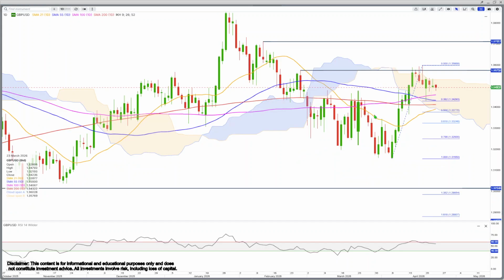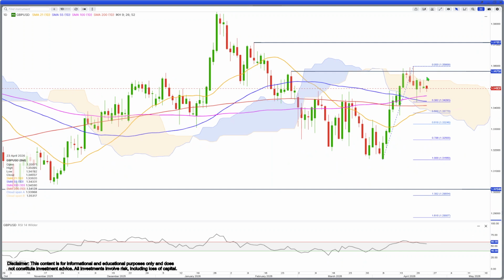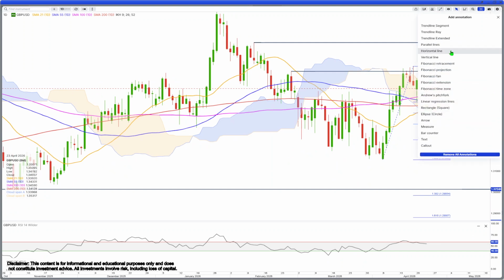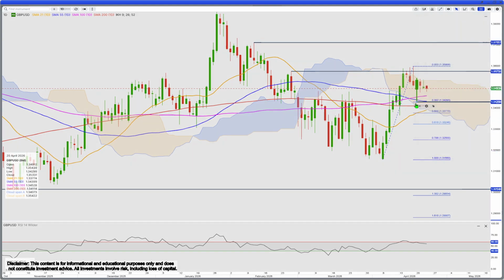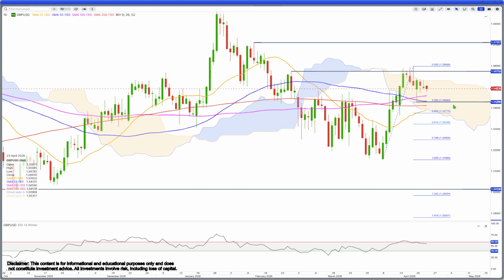The sterling dollar is basically just trading sideways, and this is the range it needs to break out of, basically between 134.30 and 135.90 or 136 up here. So that's the range to break out of. 55 moving average giving some support there. Positive sentiment still on the RSI.